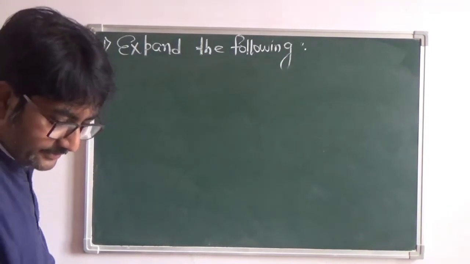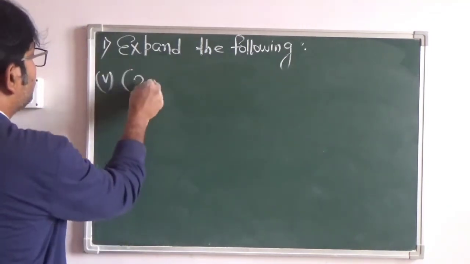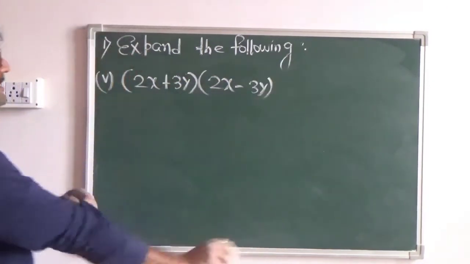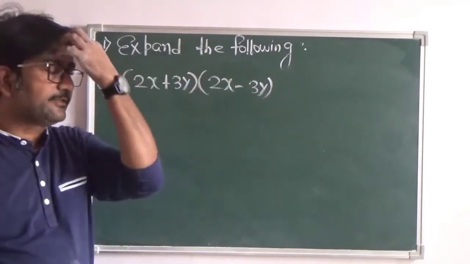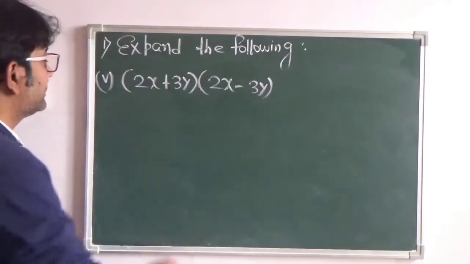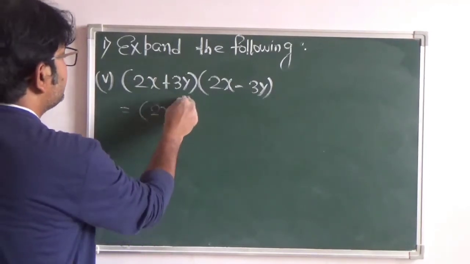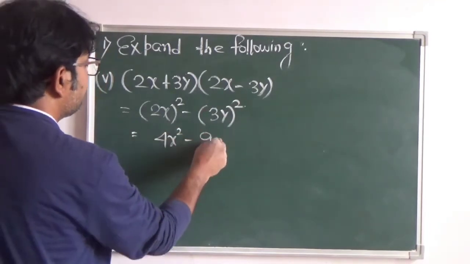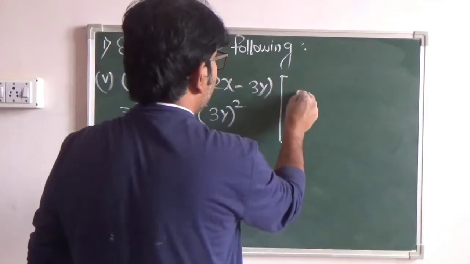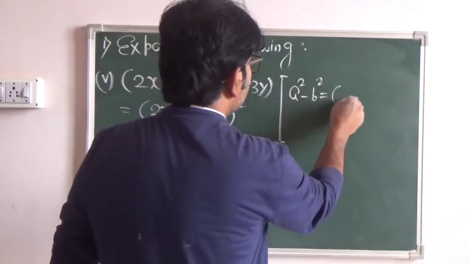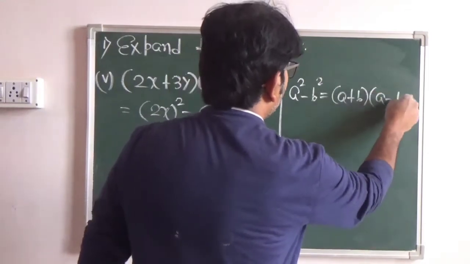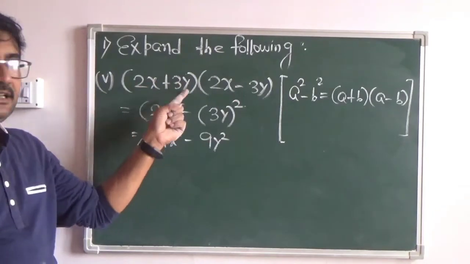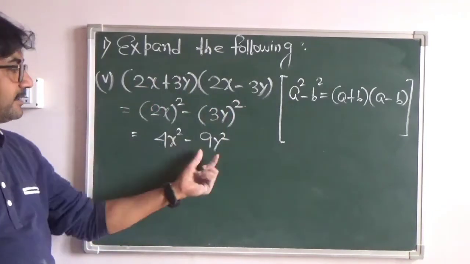Now it's question number 5. (2x + 3y) into (2x - 3y). So this is (a + b) into (a - b), that is the difference of the squares of any two numbers. So we can write it directly as (2x) square minus (3y) square. So this is 4x square minus 9y square. Which identity did we use? a square minus b square is (a + b) into (a - b), right? A is 2x, b is 3y. So a square minus b square is coming to 4x square minus 9y square.